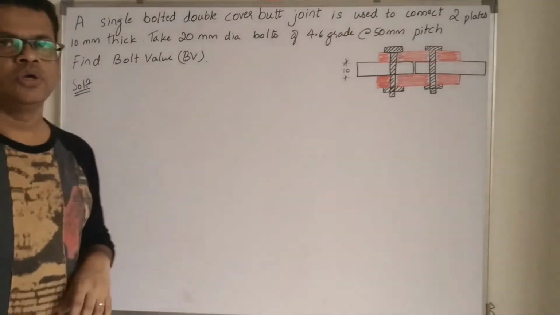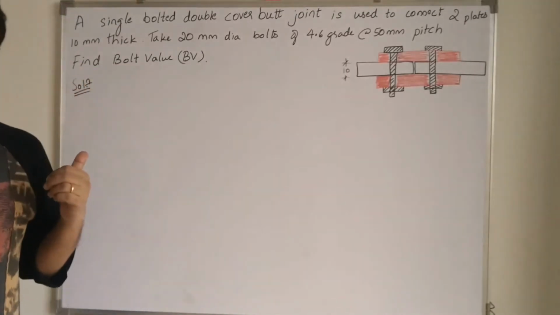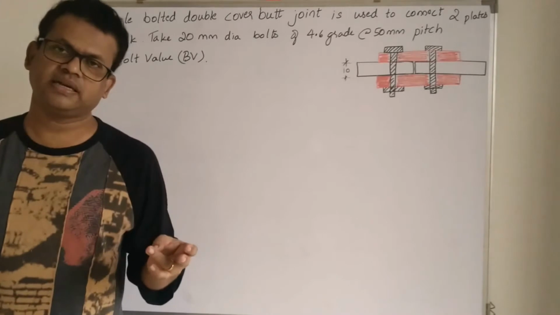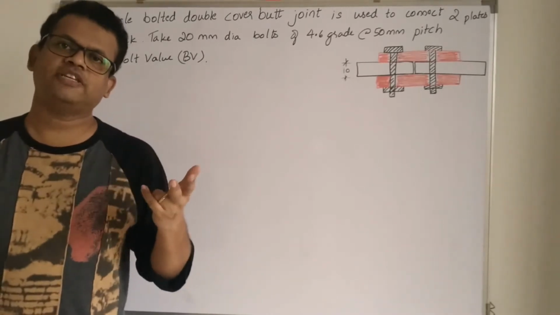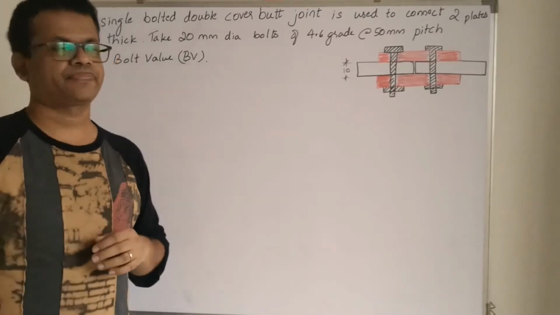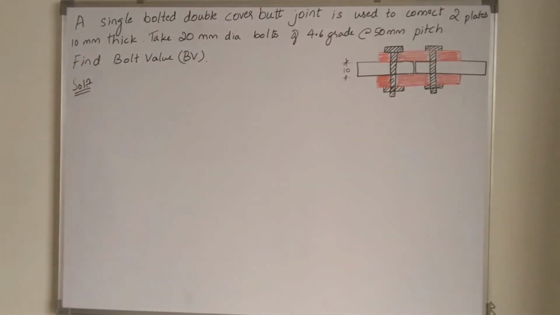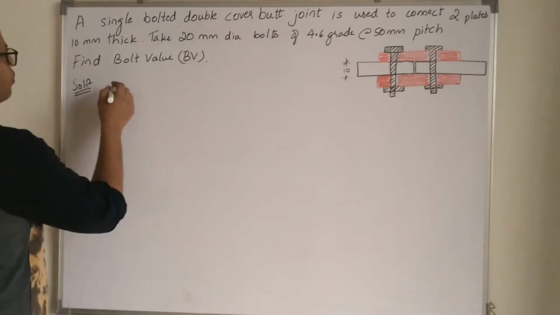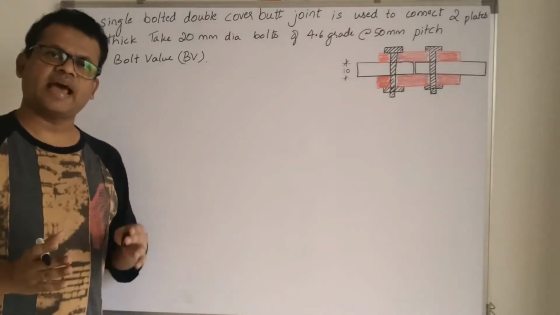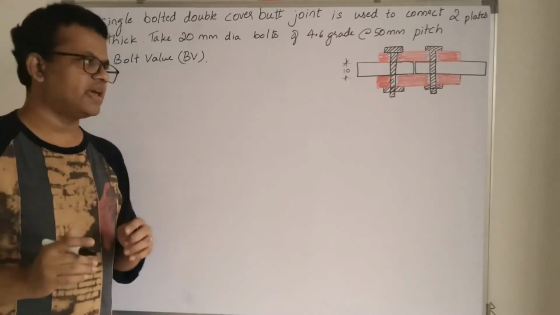Find bolt value. So in this problem what we are supposed to do, we are supposed to find the shear capacity, bearing capacity, and the least of these two will be considered as the bolt value. So let's begin with the shear capacity. So for single shear, the problem begins in the same way as we have done previously. In the same way we have to begin.